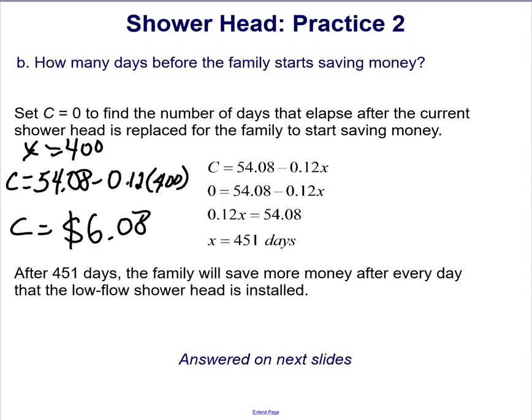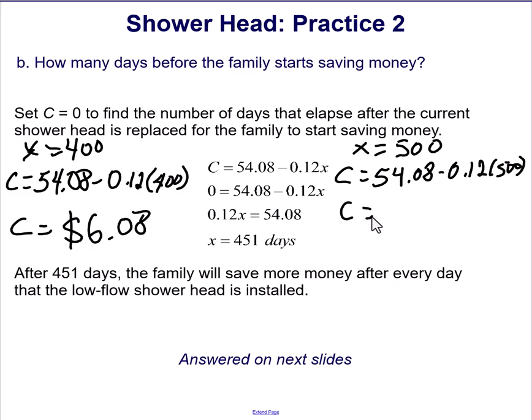Now let's pick an arbitrary number of days after 451 days. Let's just say x is equal to 500. So this time I replace x with 500. I have 54.08 minus 0.12 times 500.